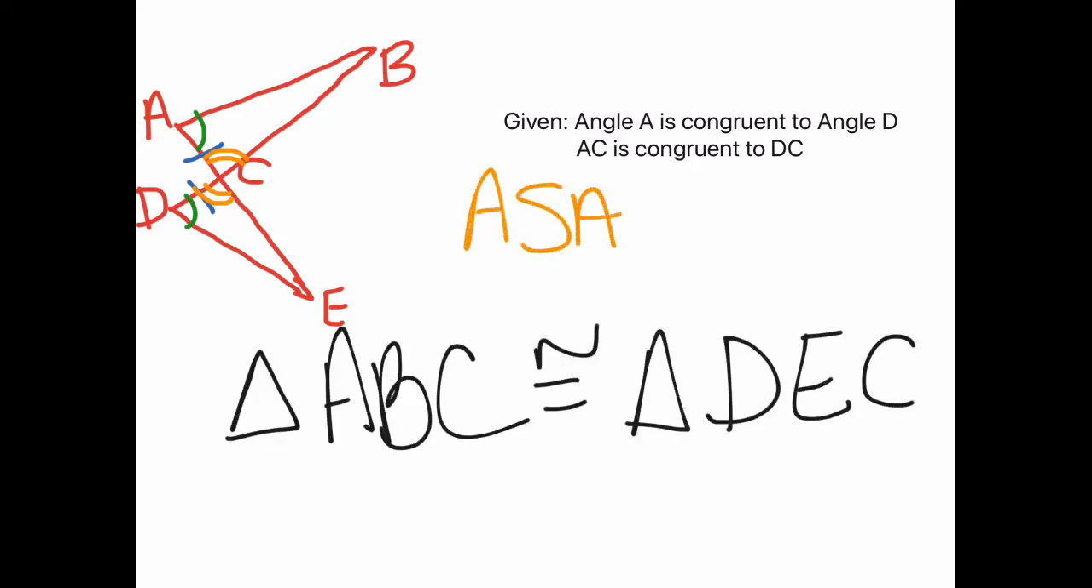So what we actually have is two angles and a side, and the side is included between the two angles. So we have angle, side, angle again. And our congruency statement would be that triangle ABC is congruent to triangle DEC because of angle, side, angle.